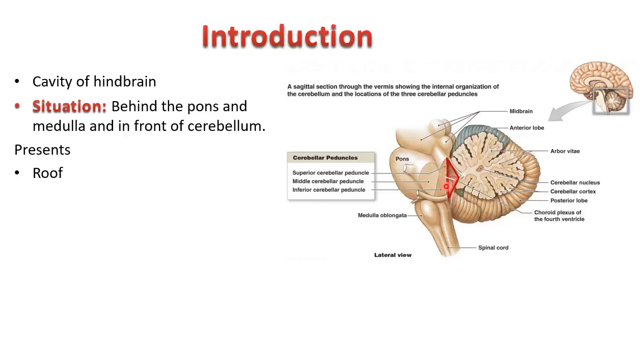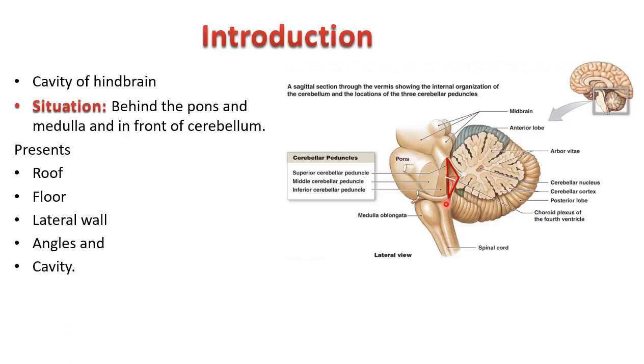Opposite the roof, you have the floor of the fourth ventricle. There are numerous features seen on the floor of the fourth ventricle. Then you have the lateral walls of the fourth ventricle. Within this roof, floor, and lateral wall is the cavity of the fourth ventricle.